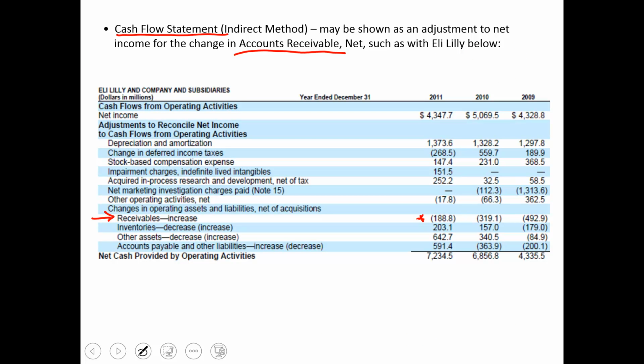On the cash flow statement, accounts receivable shows up in the operating section, and notice it's the change in the accounts receivable as we try to reconcile accrual-based net income to cash from operations. Notice it's a subtraction here because the receivables increased, and if receivables increase, that means that your cash is tied up in receivables and is not available in cash.